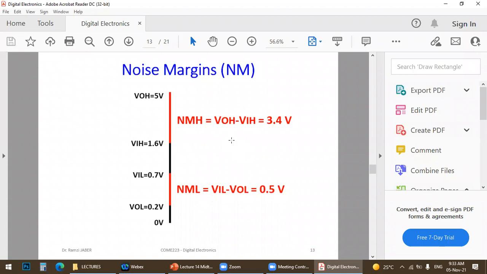Noise margin, okay. We have two: noise margin high and noise margin low. Noise margin high is V output high minus V input high. Here in this example it will be 5 minus 1.6. Noise margin low is V input low minus V output low. Here in this example it is 0.5 volt.